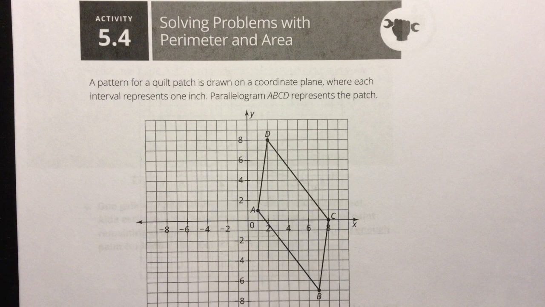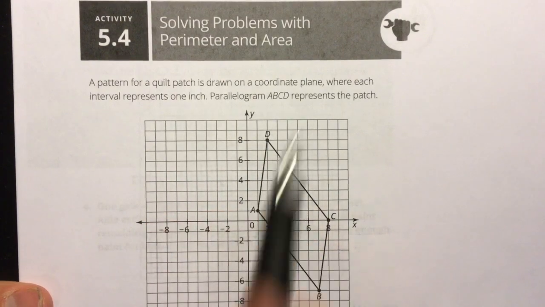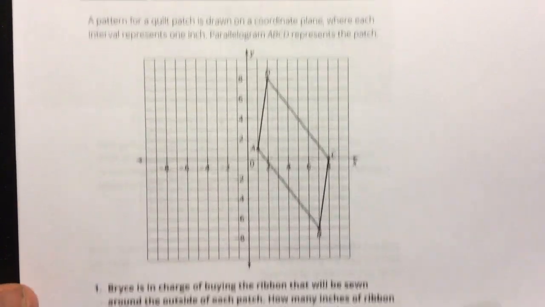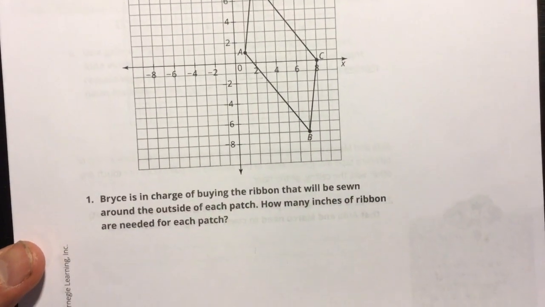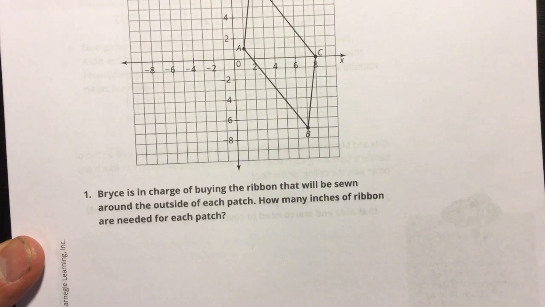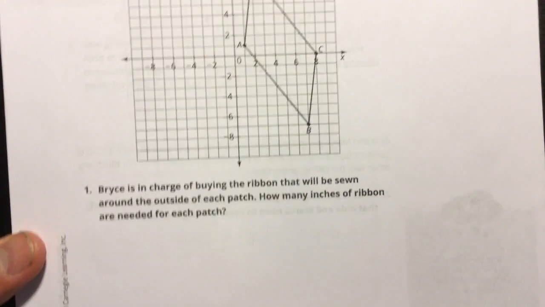A pattern for a quilt patch is drawn on a coordinate plane, where each interval represents 1 inch. Parallelogram ABCD represents the patch. Bryce is in charge of buying the ribbon that will be sewn around the outside of each patch. How many inches of ribbon are needed for each patch?